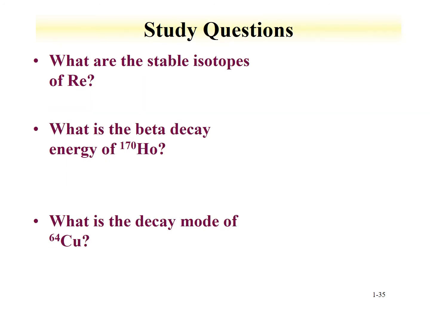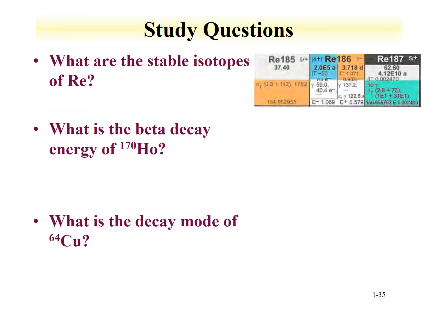Using the chart of the nuclides, what are the stable isotopes of an element, in this case rhenium? As shown here, the gray we know is stable, but is actually stable or very long-lived. So if you were to answer this question with rhenium, you would need to have a clarification. I would say that the one stable isotope is rhenium-185.